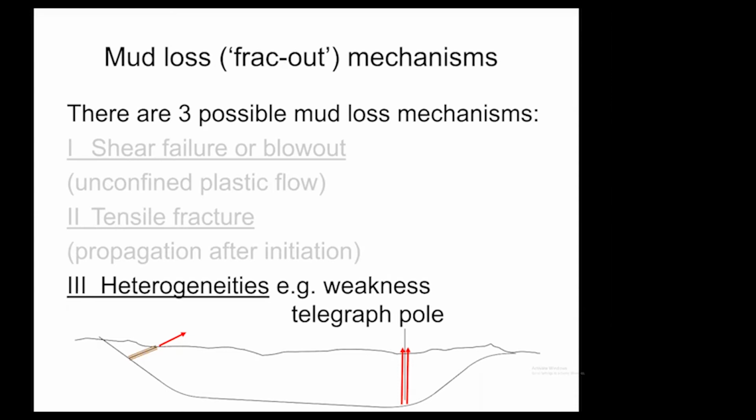The third mechanism of mud flow to the surface is typically associated with heterogeneities in the soil. This might be a weak zone, a weak layer of soil in the geological stratigraphy, or it could be an interface like the outside surface of an electricity or telegraph pole, where it's much easier for the soil to flow up that interface than it is to force its way through the soil. I'm not going to say anything more about those heterogeneities, but it's something that the contractor and the geotechnical engineer designing the project need to be very aware of.